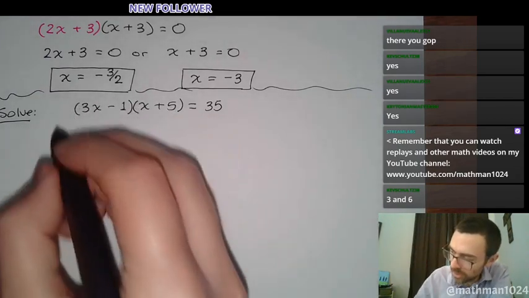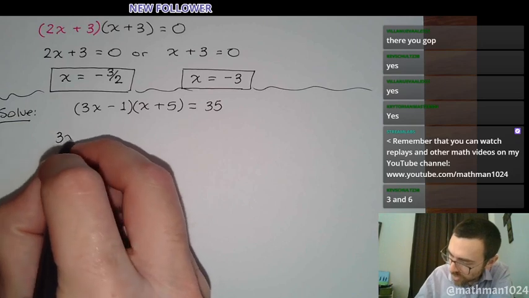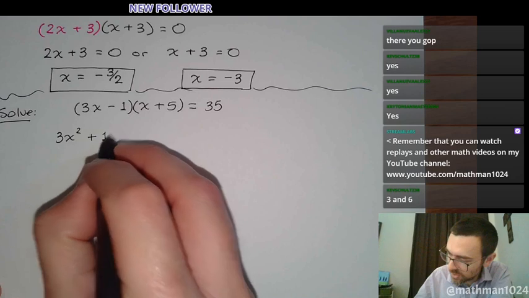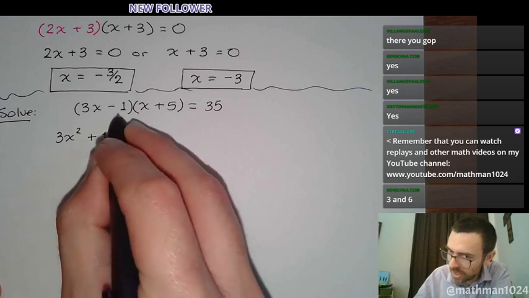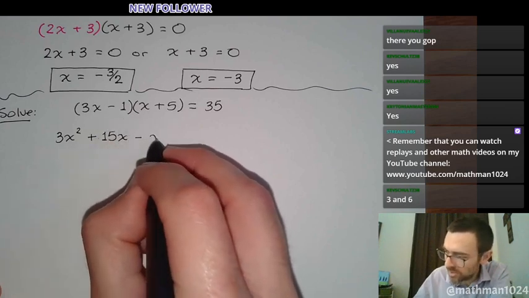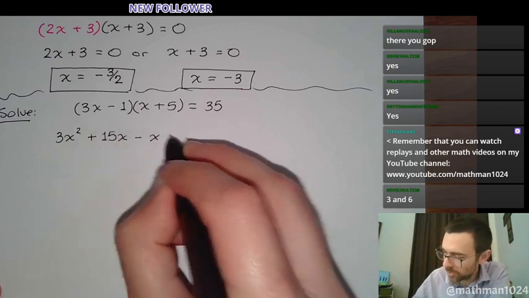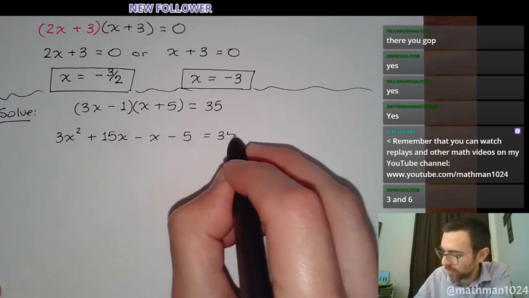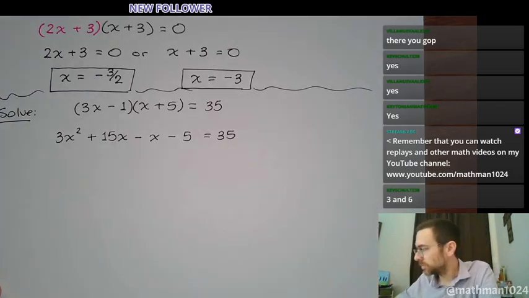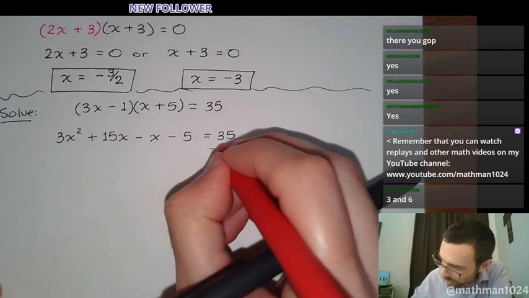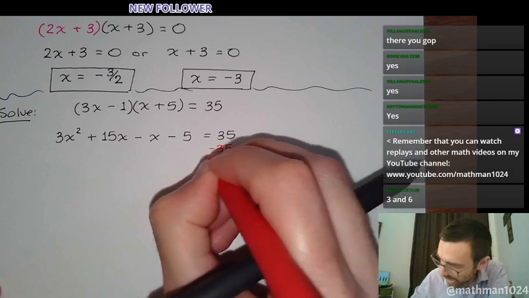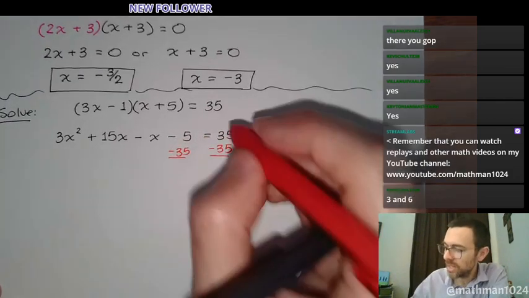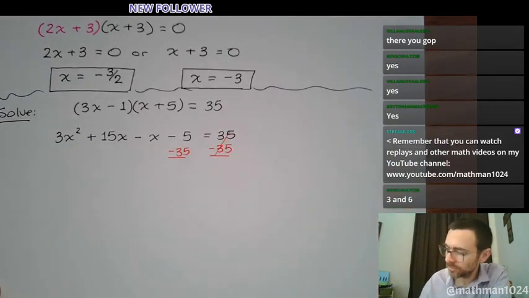So let's FOIL. 3x times x is 3x squared. 3x times 5 is 15x. Negative 1 times x is negative x, and then negative 1 times 5 is negative 5. And now we can subtract the 35 over, and we have a place for him to go. He gets to hang out with those other constants.